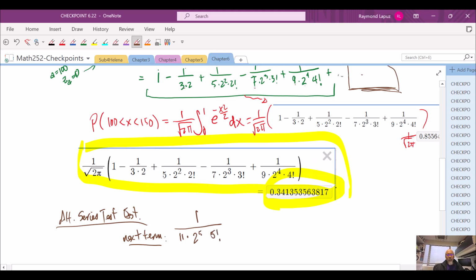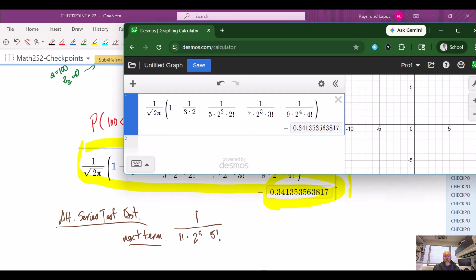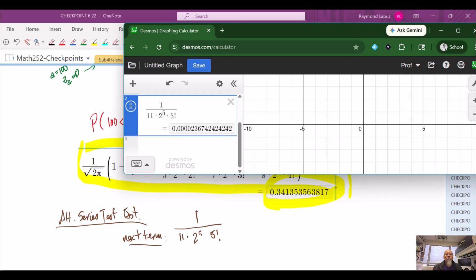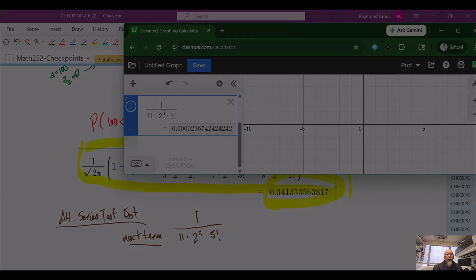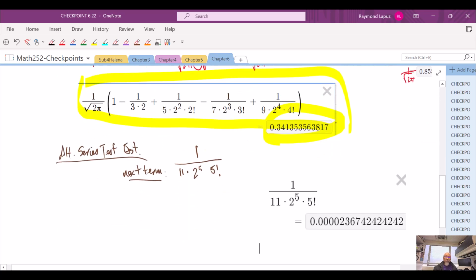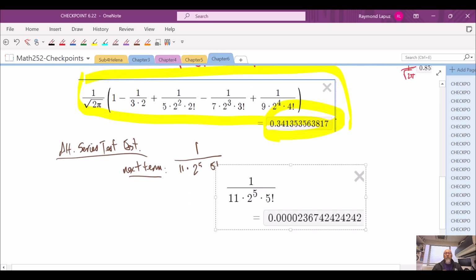And if we punch this into our calculator, I already did, but I think I erased it. Let's say 1 divided by 11 times 2 to the 5th power times 5 factorial. We get a number that's 0.000-something, really small. And more importantly, there are at least 4 zeros there. So that tells us that our approximation is good up to however many zeros we have here. So we have 1, 2, 3, 4 zeros. So I think we're good up to 4 decimal places.